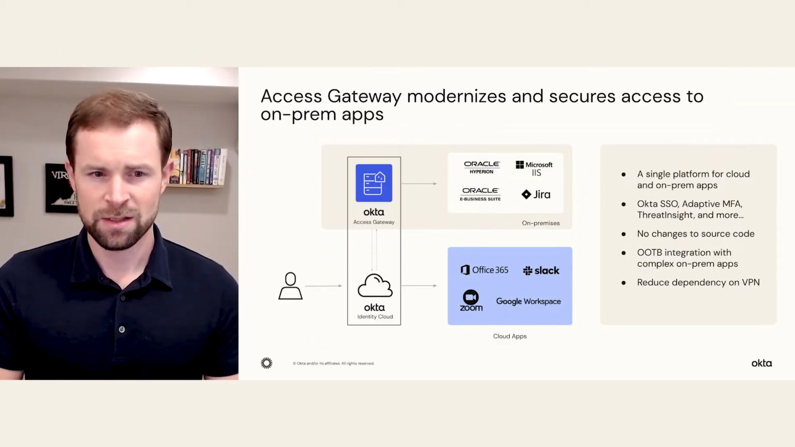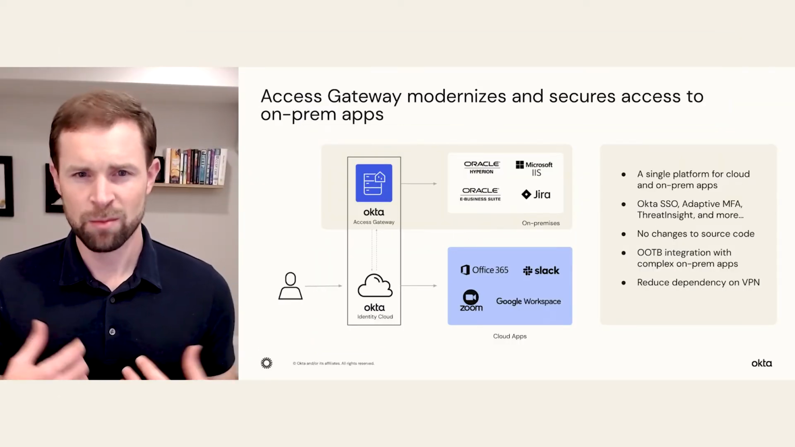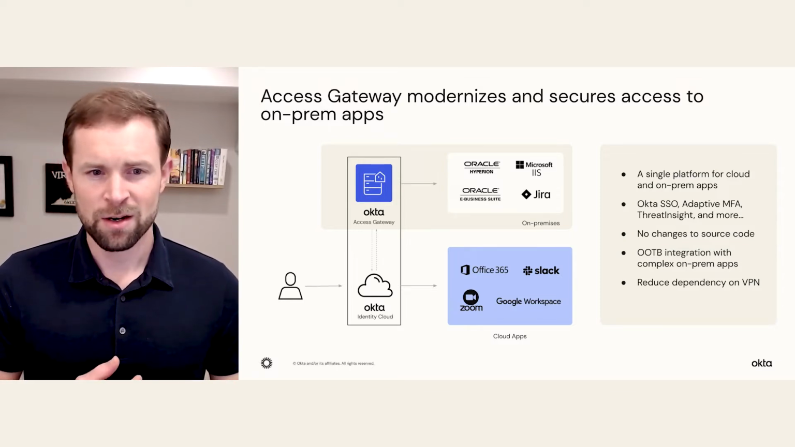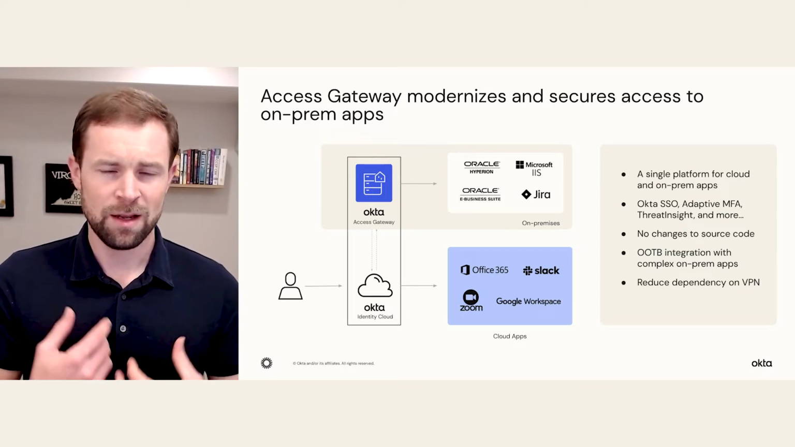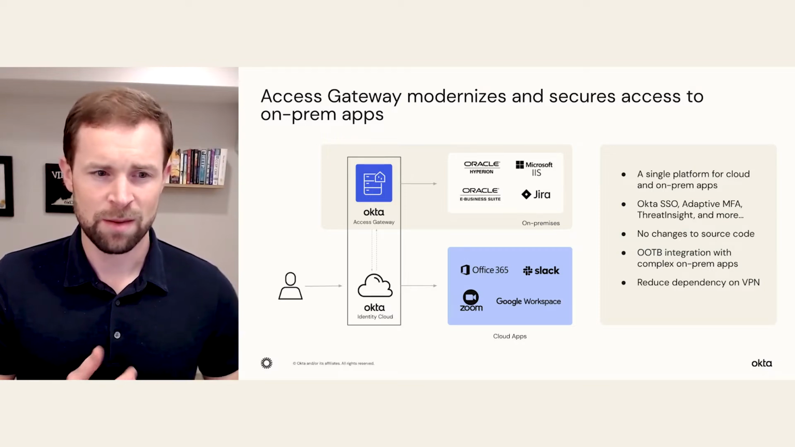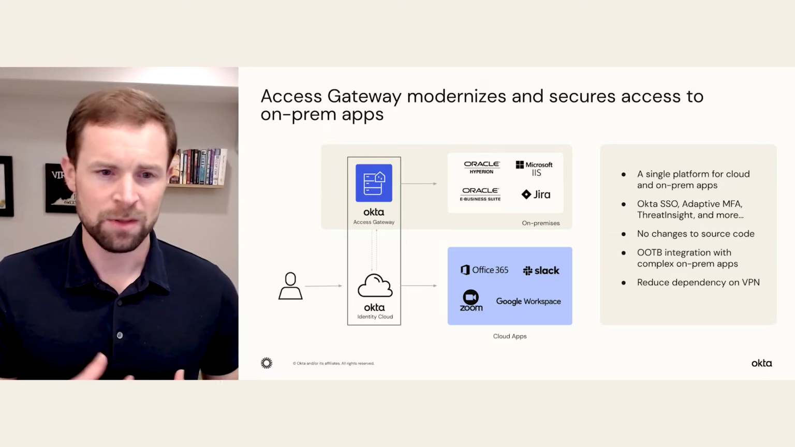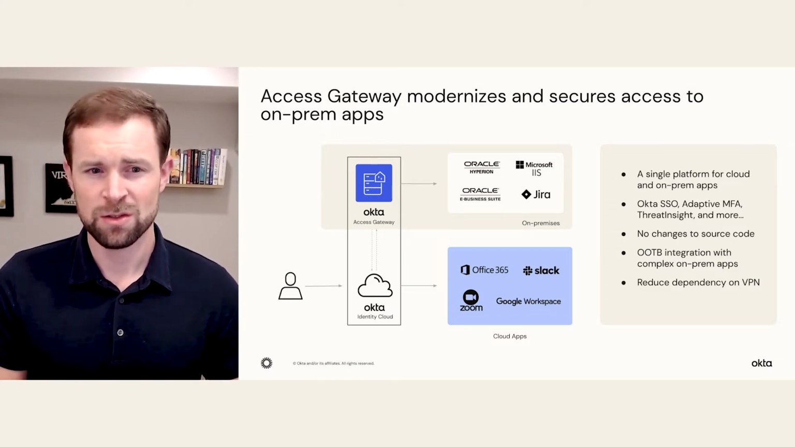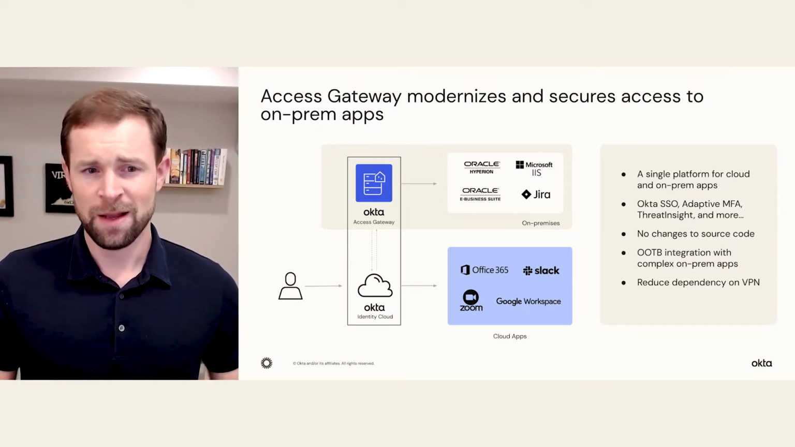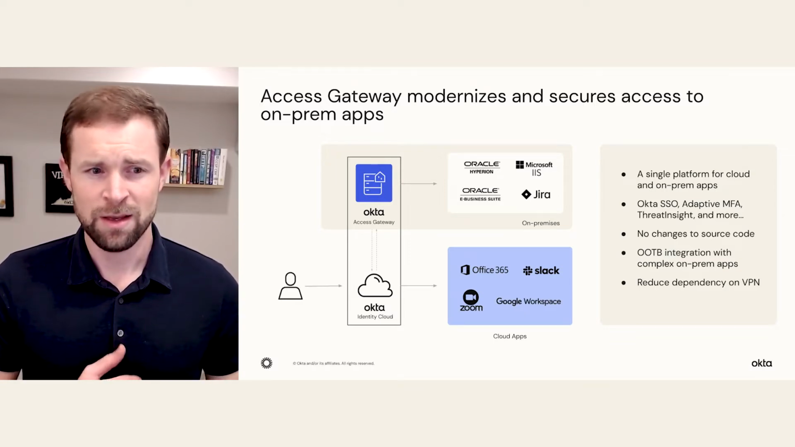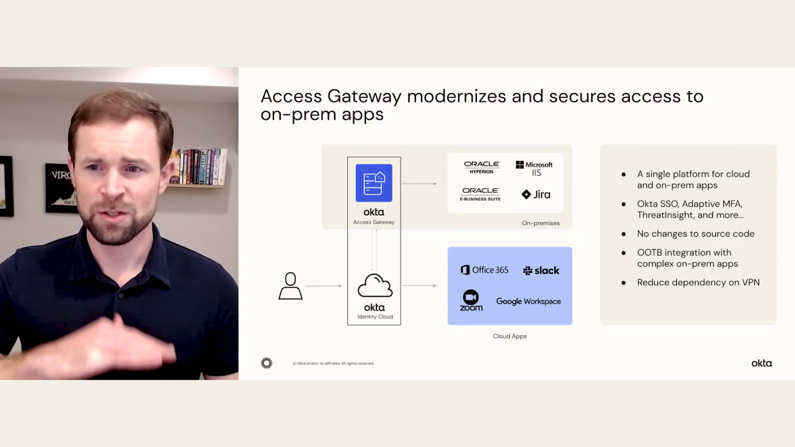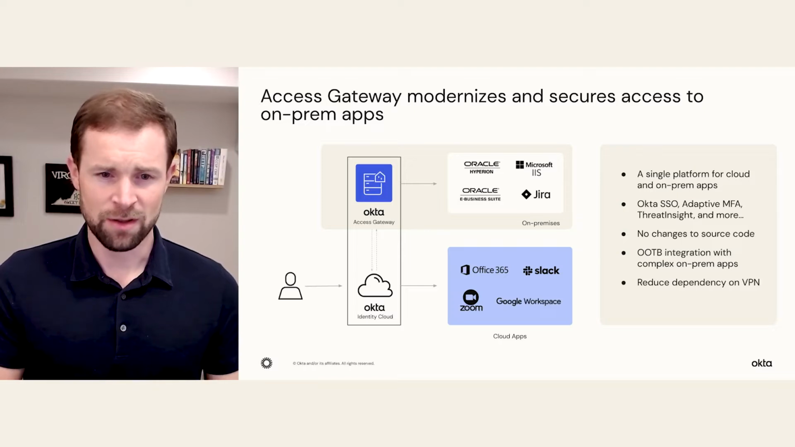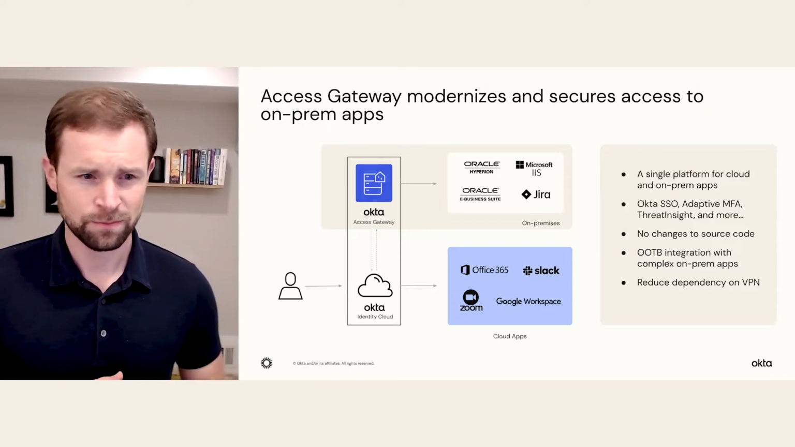The first thing that it does is it can make those applications available on the internet without a VPN. That's because Access Gateway has a reverse proxy architecture, and that means that it can facilitate the access of those applications by proxying requests from the internet to those applications. But of course, you don't want to just expose those applications without the proper protections. And that's the second thing that Access Gateway does, which is provide access controls on top of that. And those access controls are based upon Okta, and they leverage all the access policies that you set up in Okta.